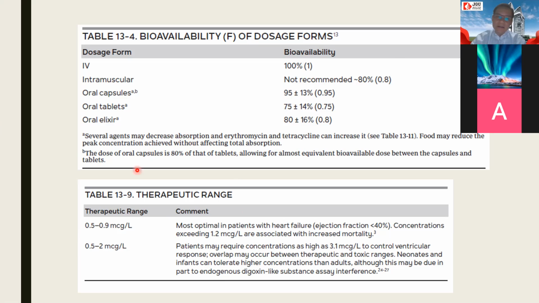Okay, so we mentioned these things. For heart failure, you need only a lower concentration, but for AF, you may need a bit higher. So it overlaps, like one you can achieve maybe 0.8, it overlaps. But in general, you need higher for AF. Some people even need up to 3.1 micrograms per liter.